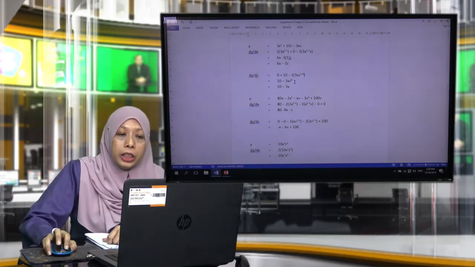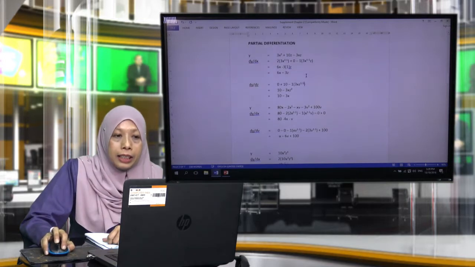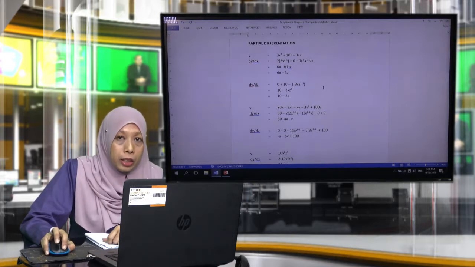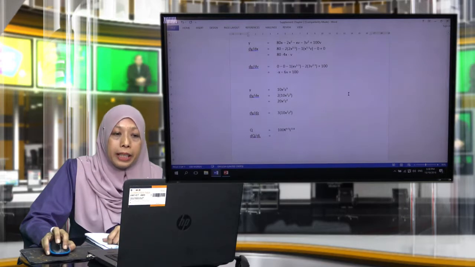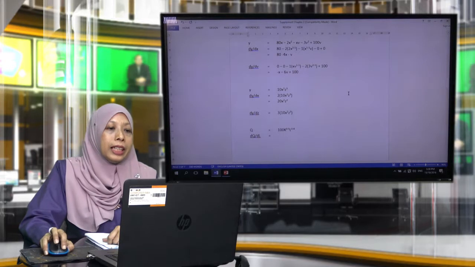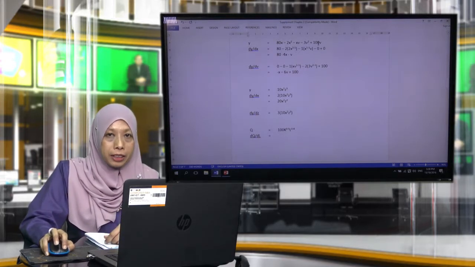So if you simplify this equation, you're going to get 10 minus 1 times 3 is 3, x is x, now z to the power of 0. Anything with 0 as an exponent should be equal to 1. So you're going to end up getting 10 minus 3x. So that's how we differentiate the y function.